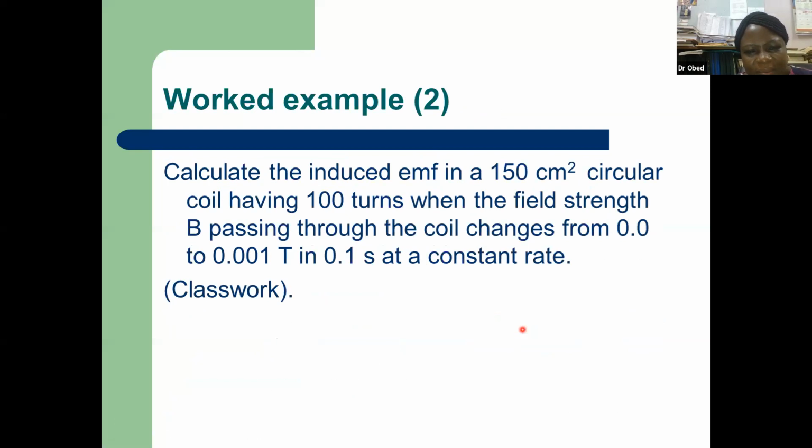There's another worked example here. It says calculate the induced EMF in a 120 centimeter squared circular coil having 100 turns when the field strength B passing through the coil changes from 0.1 to 0.001 Tesla in 0.1 second at a constant rate. This is also to be done as a class work, and I would like you to also try this out and send your solution as a message.